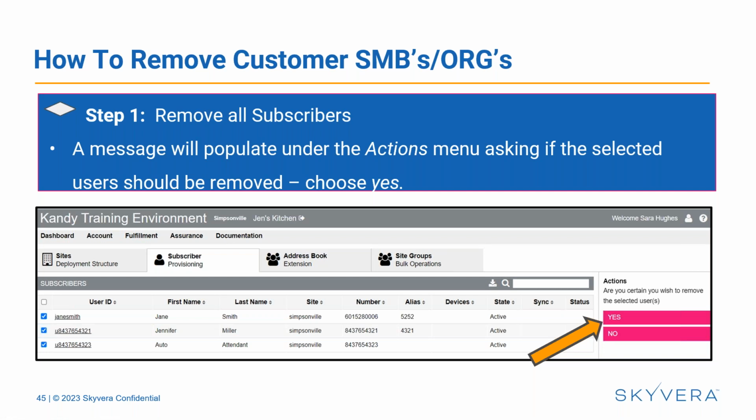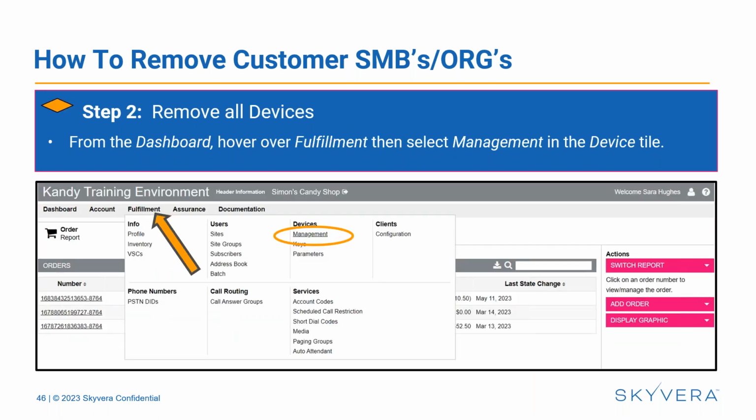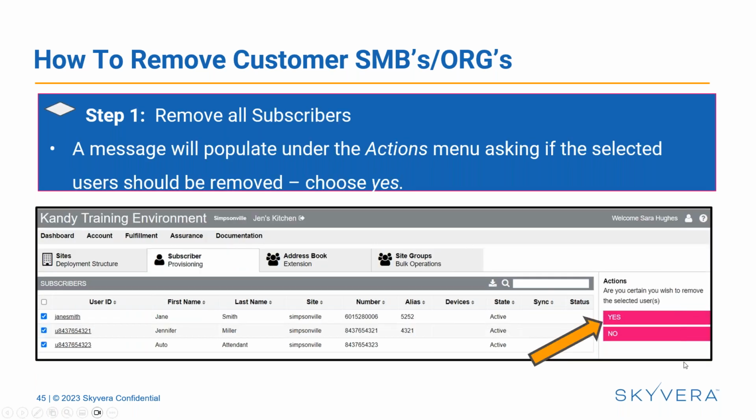Once you choose remove users, it is going to ask you if you're sure you want to do that. So you will go ahead and say yes. Depending on how many subscribers are in the SMB, it's going to take a couple of seconds to go through and actually complete the process. Once that's done, it'll come back and show that there are no subscribers.